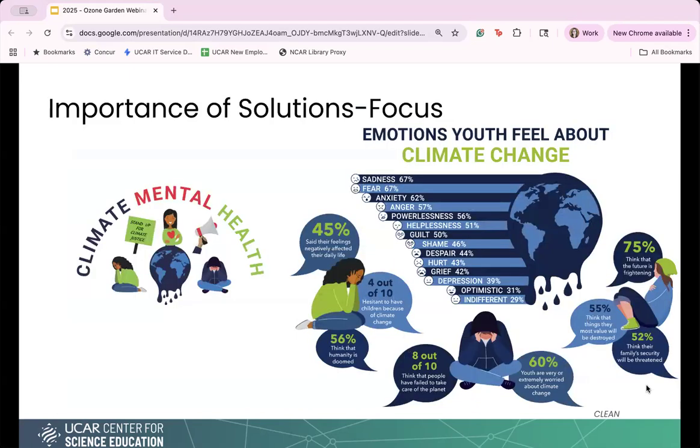So now I'm going to switch a little bit here with thinking about how we talk about solutions and why we want to talk about a solutions focus. This research I'm going to mention here was focused on climate change, but obviously climate change and air quality are very linked. And a group did a survey of 10,000 children and young people, ages 16 to 25 in 10 countries, so 1,000 from each country. And they asked them questions about how they're feeling about climate change.